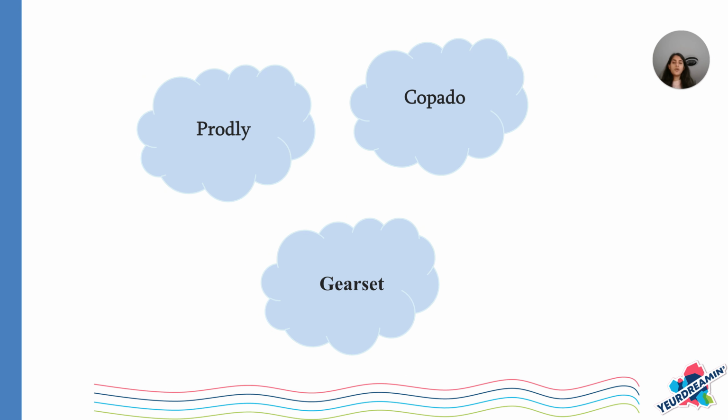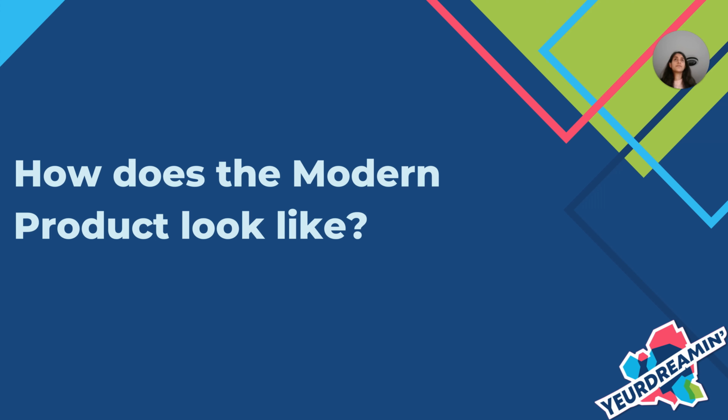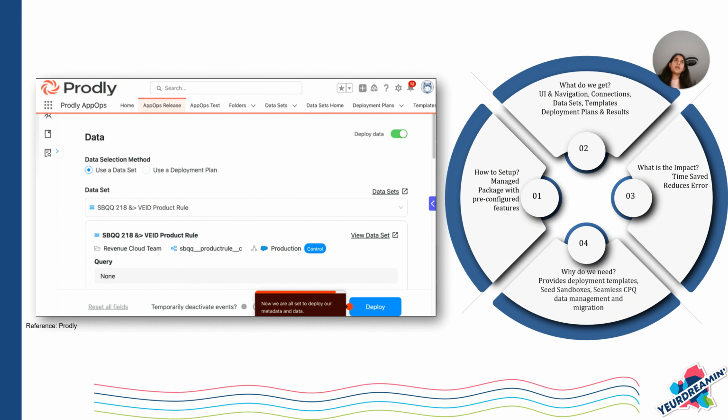Out of these 3, there are 2 tools which stand out in the Salesforce market: Broadly and Copado. Copado is the market leader, and Broadly is a specialist in Salesforce CPQ and Revenue Cloud automation projects. Let's see how they look. Broadly, what do we get here? We have one app, one UI, proper navigation. We have predefined data sets, data templates, plans, results, all together in one go.